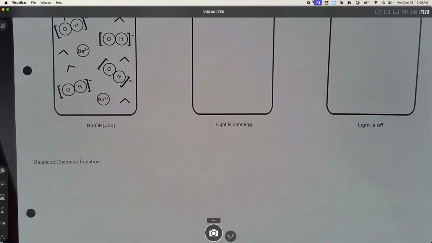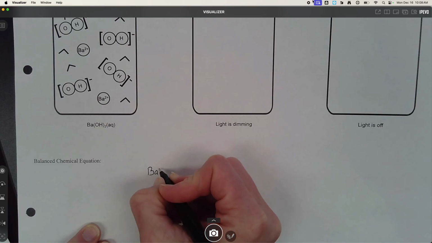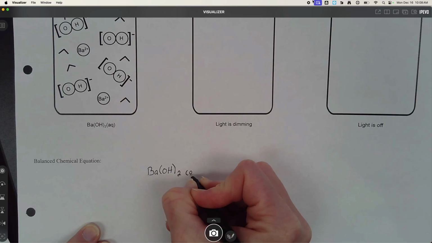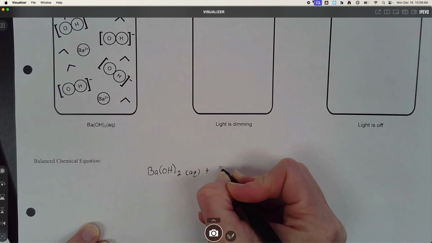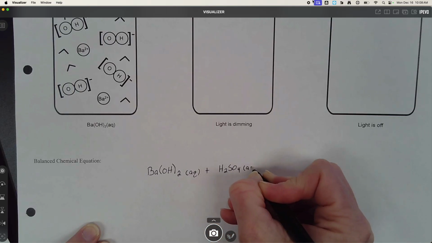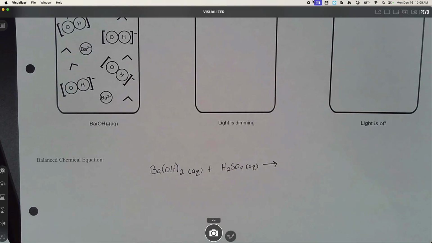chemical equation. So working with your team, take a moment and write a balanced chemical equation for the reaction that can occur between the two components here. And our two components, remember, are barium hydroxide, which was an aqueous solution, and sulfuric acid, which was also an aqueous solution. All right, so predict the products and write and balance the chemical equation, please.